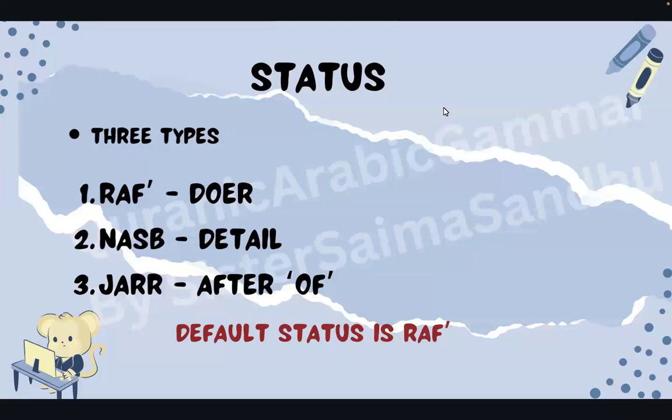My default status is rough. Very good job, rough. What is meant by rough status? What are you expecting to see on that word? Or in the end of that word, you are hoping to see either dhamma, meaning pesh, or you are expecting to see, if you are dealing with a pair, then ani. And if you are dealing with plurals, then what type of sound are you expecting to see in rough status?